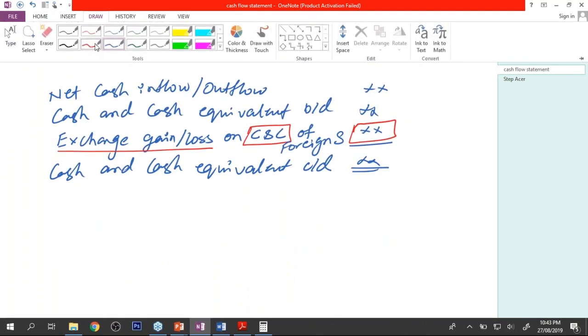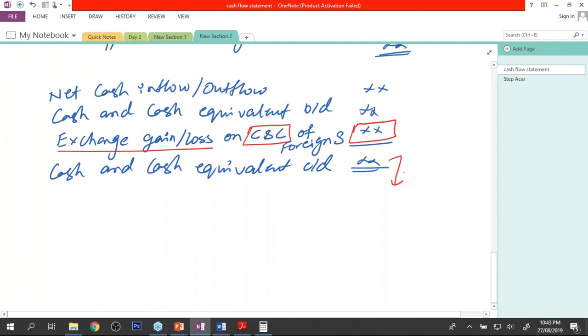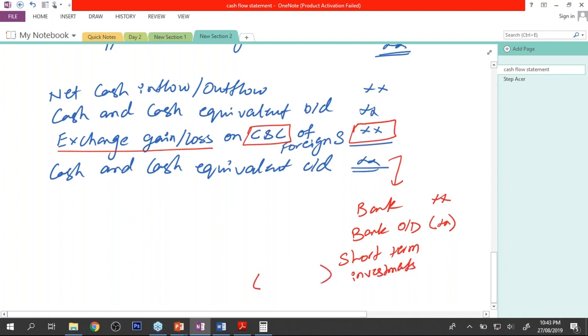And when we say cash and cash equivalents, this means if there's a positive bank balance, we are going to write it as positive. If the bank is an overdraft, OD, we are going to deduct that. And if we have short-term investments, investment which will mature within 3 months, that will also be added. So this is the definition of cash and cash equivalent: bank, bank overdraft, and short-term investments.